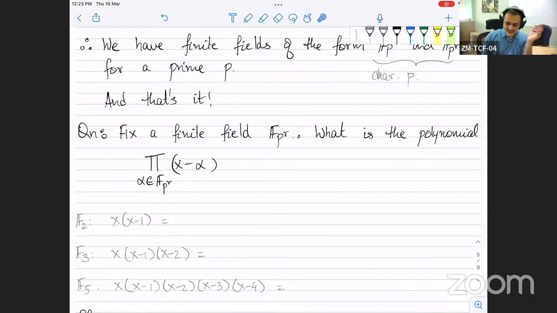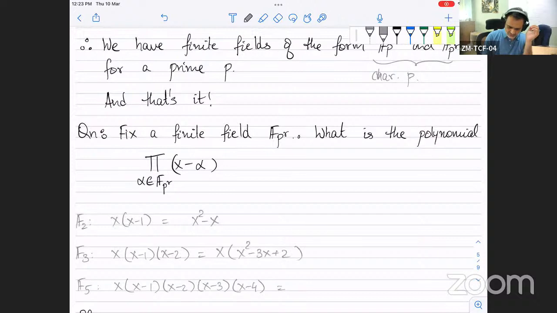So if I take x into x minus 1, I end up with x squared minus x. If I take x into x minus 1 into x minus 2, this is what? x into x squared minus 3x plus 2. But mod 3, the 3 is equal to 0. So in fact, you will get x cubed minus x. And if you do it for mod 5, trust me, you will end up getting x power 5 minus x.